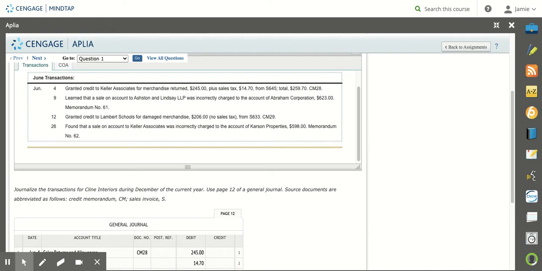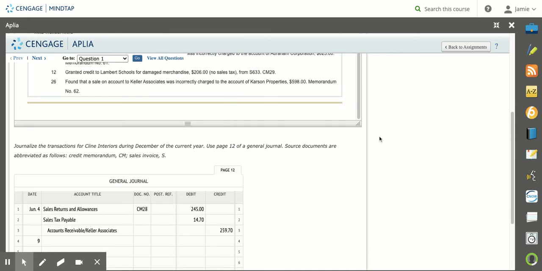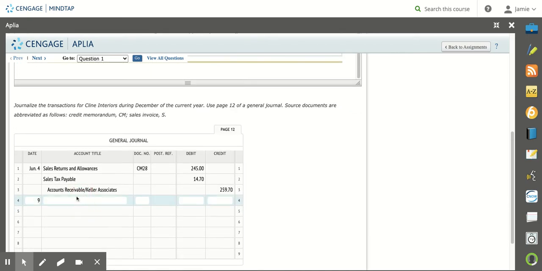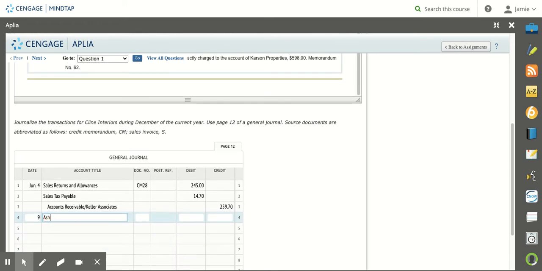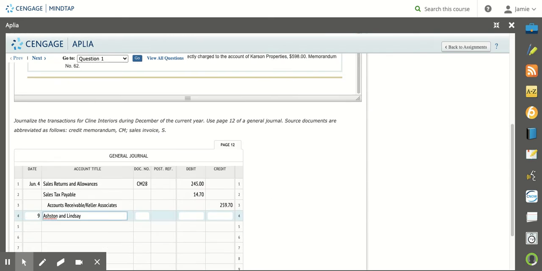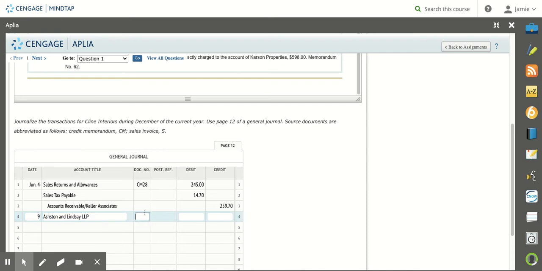So we need to journalize our transaction for the sale on account to Ashton and Lindsay. So we should have done that originally, but instead we made an error and we had debited Abram Corporation for $623. So now we need to update that. So we should have debited the first time that's spelled right, Ash. And this is memo 61.